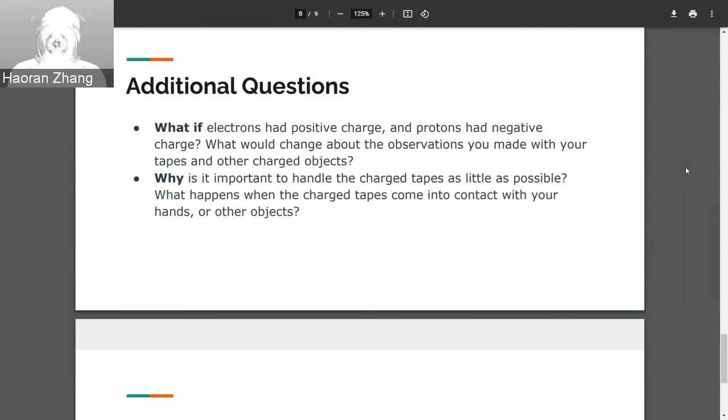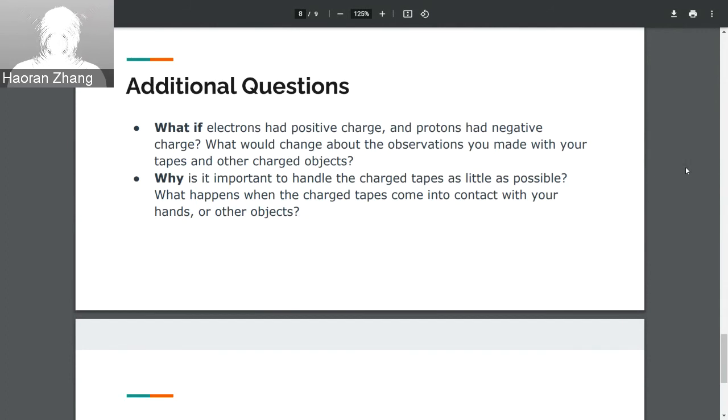But if we want to observe the interactions between different objects, we should still see the same observation because we're only flipping the signs. If two objects had different signs of charge before, they still have different signs of charge after we change electrons to positive charge and protons to negative charge. If they have the same sign, they still have the same sign of charge.